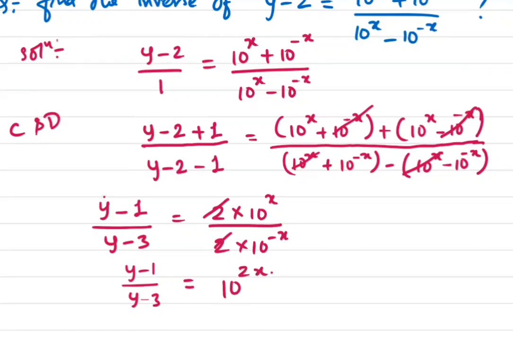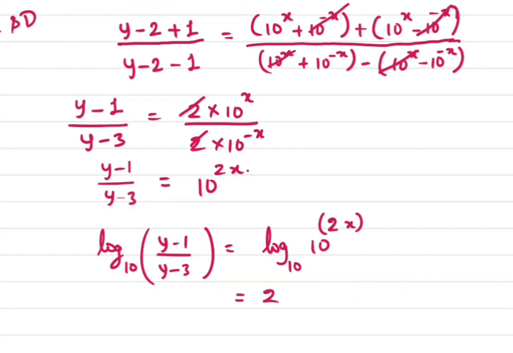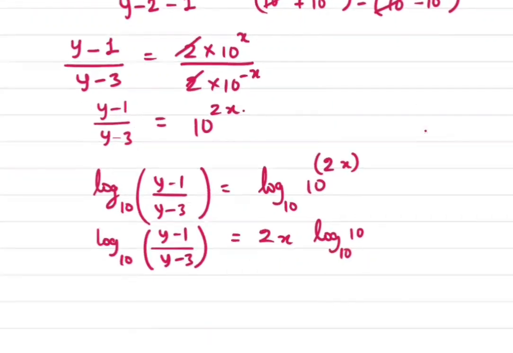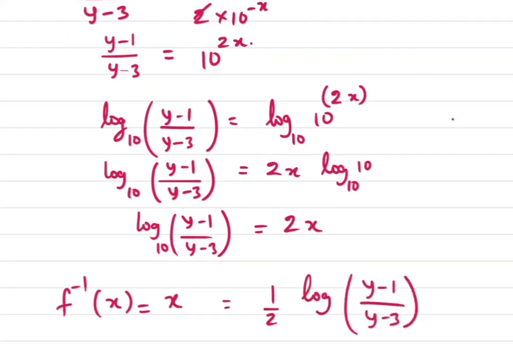Now we have to make x the subject, right? So we have to find the inverse. Here we will take the log. If we take logarithm on both sides to the base 10, obviously, we get log of (y minus 1) divided by (y minus 3) equals log of 10 to the power 2x. This power will come in front, so we have 2x log of 10 to the base 10. Further solving, log 10 to the base 10 is nothing but 1. So we get 2x equals log of ((y minus 1) divided by (y minus 3)) to the base 10. Therefore x equals 1 by 2 of this. Now this x is nothing but f inverse of x, equals 1 over 2 log of ((y minus 1) divided by (y minus 3)) to the base 10.